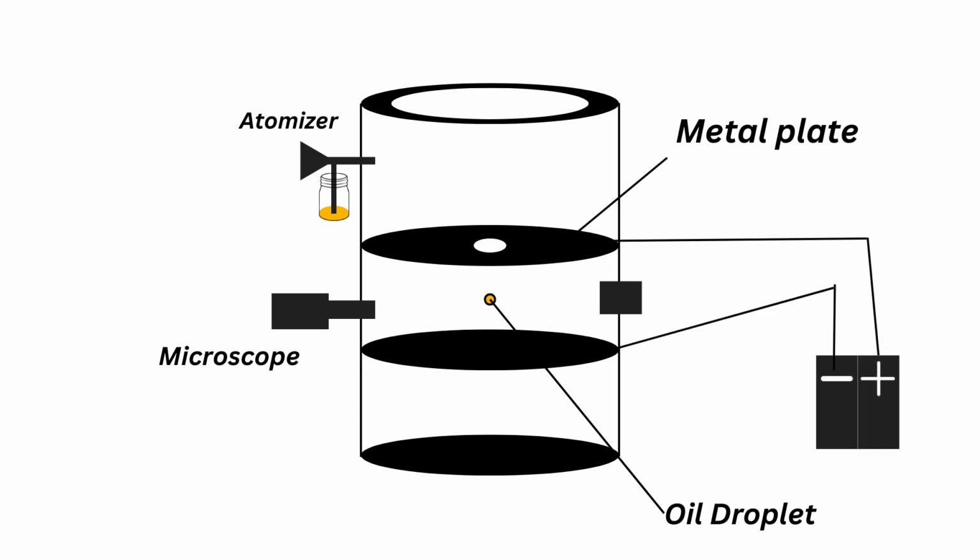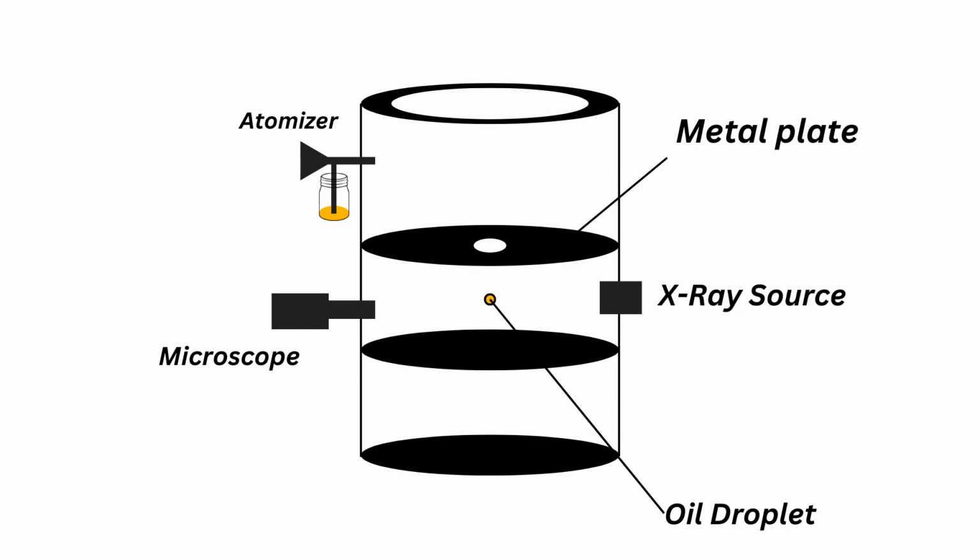When the experiment was started, the electric field between the plates was turned off. The oil droplet was allowed to fall freely under the influence of gravity. Millikan measured the terminal velocity of the falling droplet, which is reached when the gravitational force is balanced by the air resistance. Now, Millikan will apply an electric field.